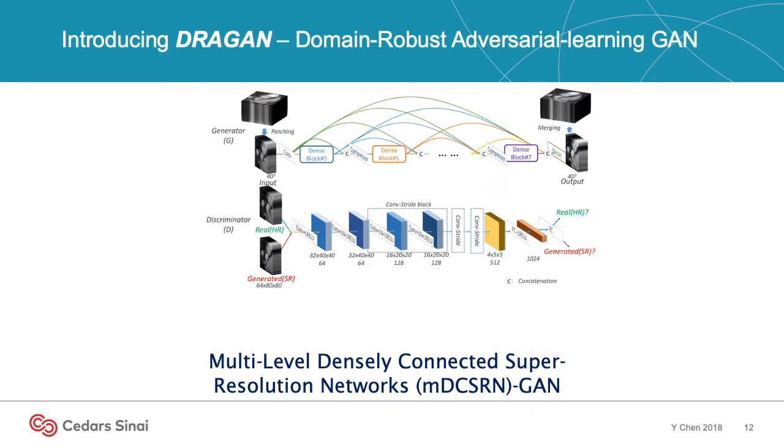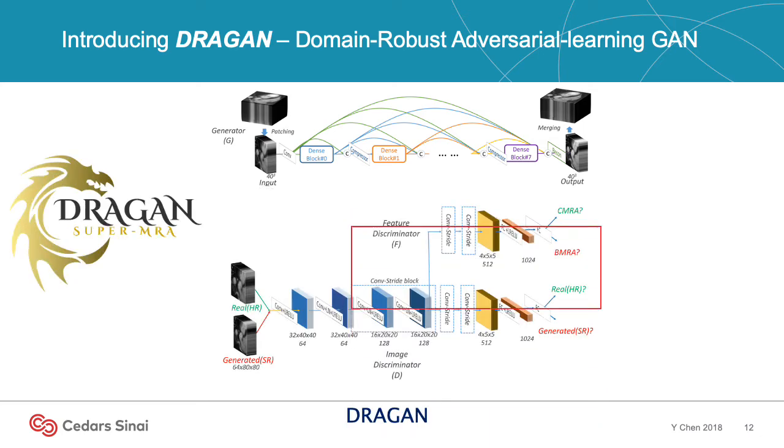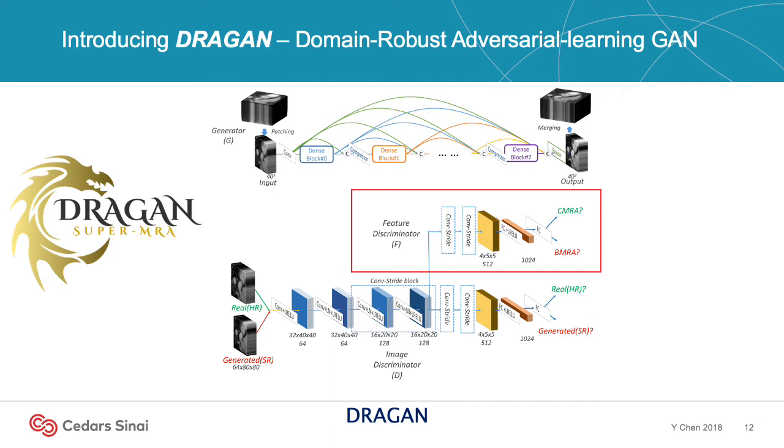To address the challenge of higher acceleration ratio and cross-domain training data, we introduced our deep learning model DRAGAN, Domain-Robust Adversarial-learning GAN. It is based on the most popular EDSR SRGAN structure with some modification on the discriminator subnetworks. In DRAGAN, we add a feature classifier to increase the model's robustness over different types of data like coronary versus brain image.